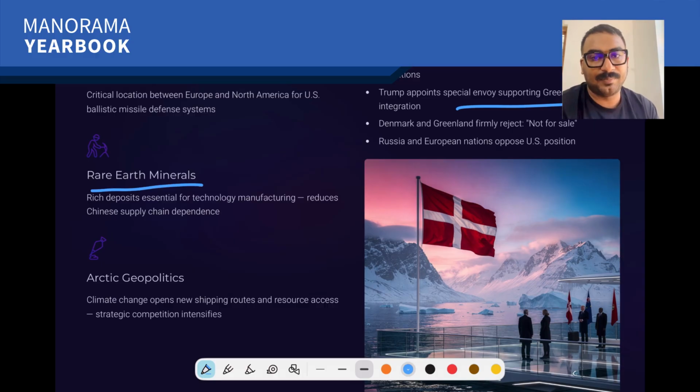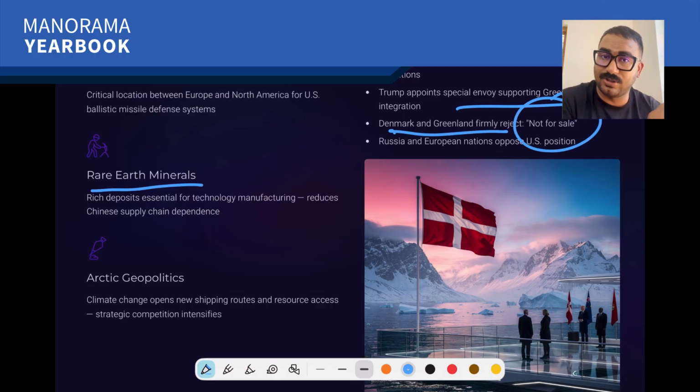At the same time, Denmark and Greenland strongly rejected these moves, stating clearly that Greenland is not for sale. They also got support from Russia and several European countries, who opposed the US position regarding the Greenland acquisition.